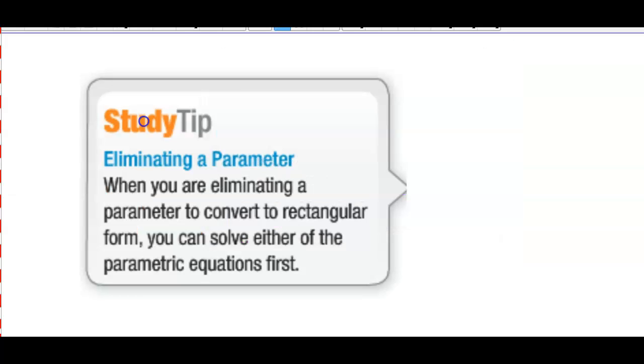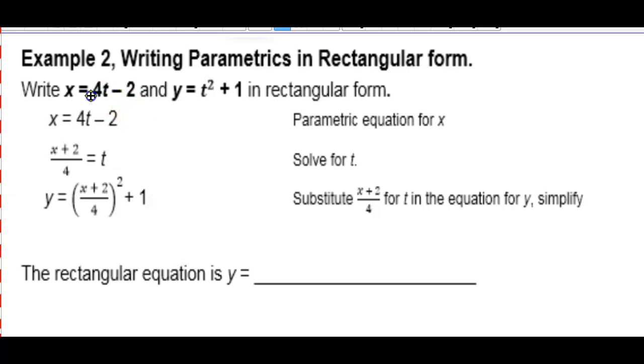Okay. Now we're also going to talk about what's called eliminating a parameter. So it says to convert to rectangular form, you can solve either of the parametric equations first. And then what I've done here is I got the t by itself here. If you do this t, it says it's okay, but you have to remember a plus or minus when you square root. If we just solve for this t, we don't have that problem. So we add 2 over to the other side. Then we divide by 4. Now we have the t all by itself, and then we put that in here.